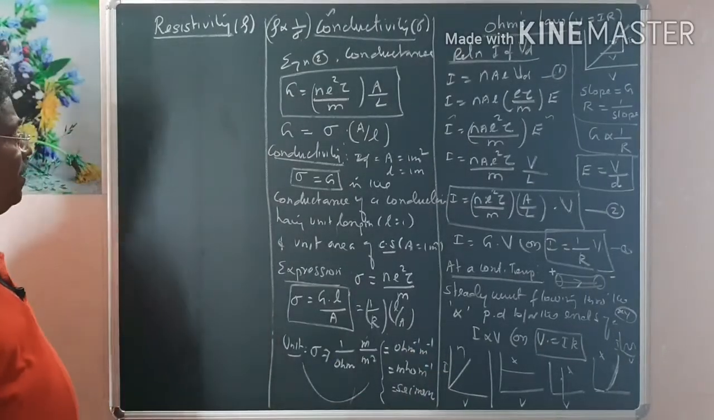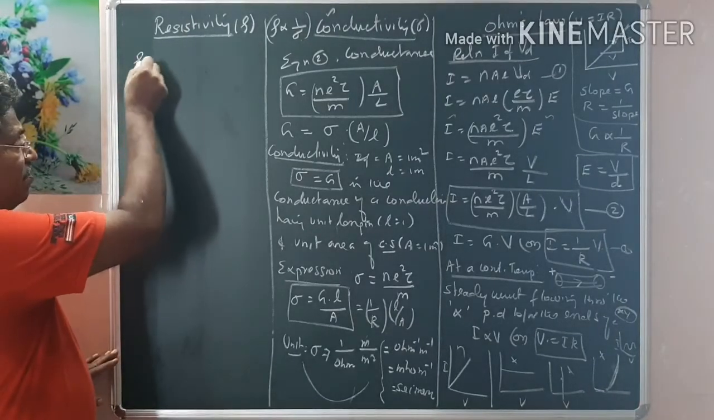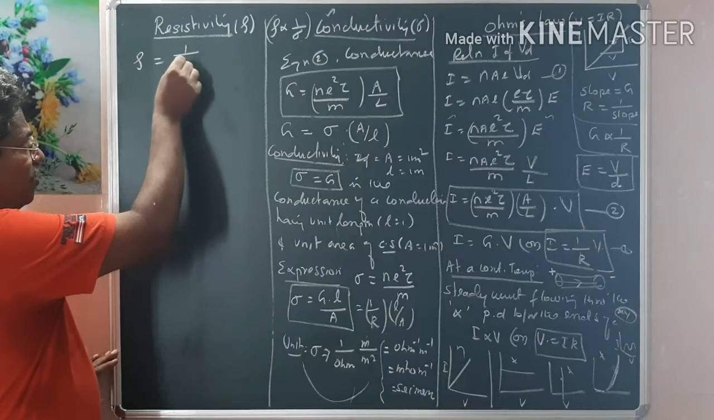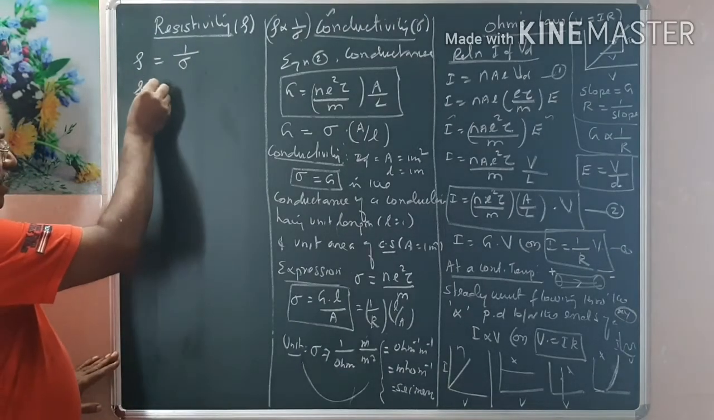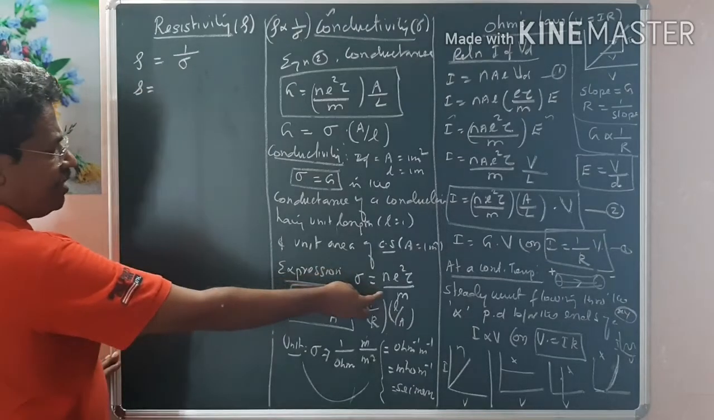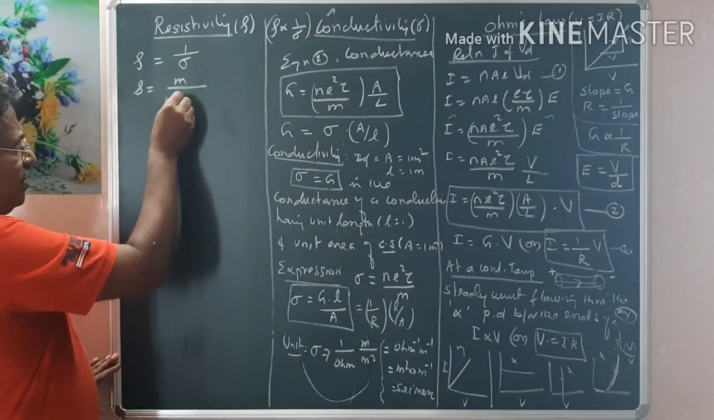Then next we come to the resistivity. So resistivity, already we know that resistivity is nothing but the reciprocal of conductivity, simple. Therefore resistivity could be written as the reciprocal of conductivity. Simply I can write this one as equal to m by n e square tau.